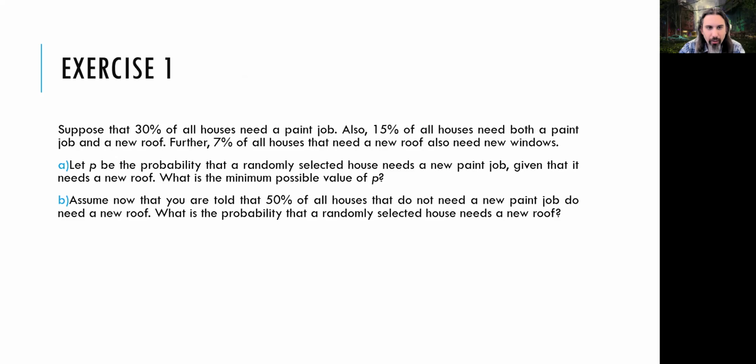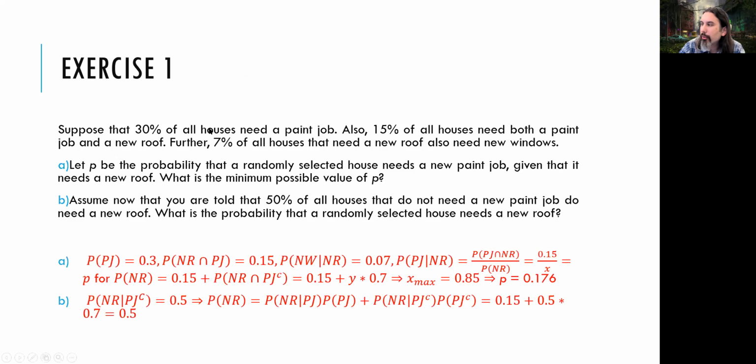Okay. Now, as you can see, 30% of all houses need a paint job. We have written it down. Okay. 15% of all houses need both a paint job and a new roof. It's intersection, so new roof and paint job together, 15%. And 7% of all houses that need a new roof, this is a given, also need new windows. New windows, 0.07. So let P be the probability that a randomly selected house needs a new paint job, given that it needs a new roof. Paint job given new roof.